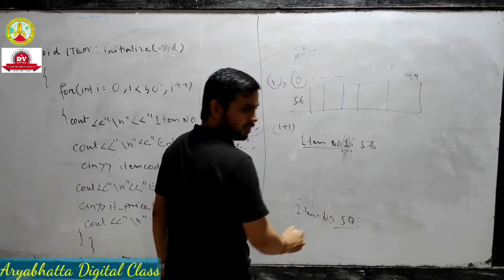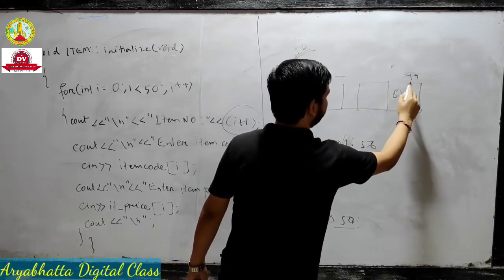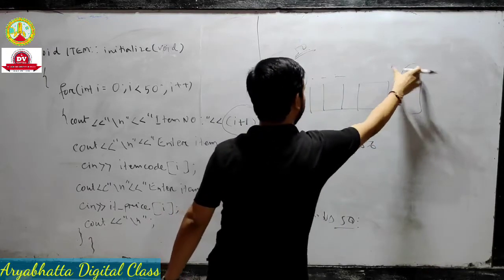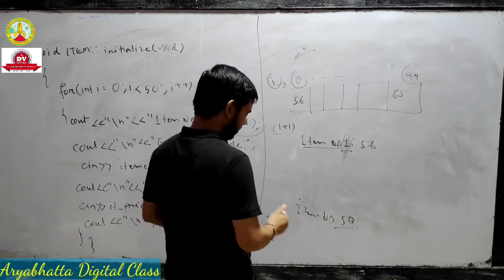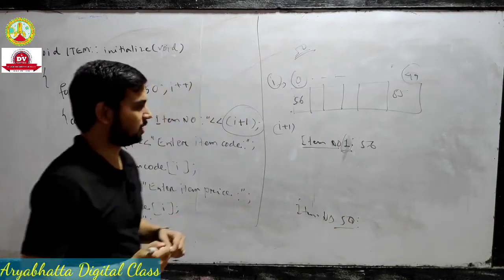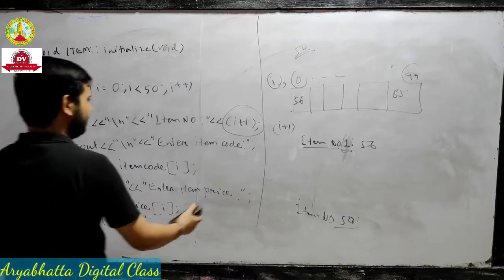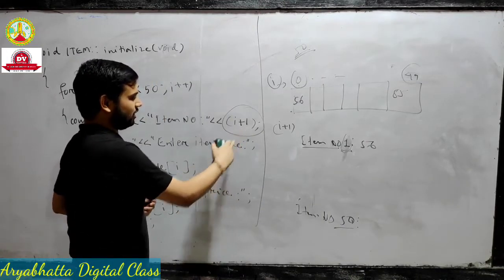And item number 50 price is what? The last item is index 49. This is the index, okay, and this is for designing purpose. Item number 1, 2, 3 up to item number 50, because we have to take 50 prices. Okay, I hope you understood the i plus 1 concept.